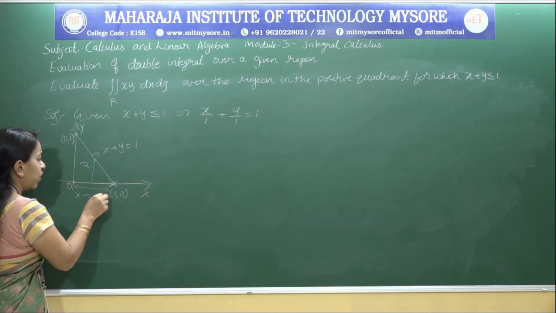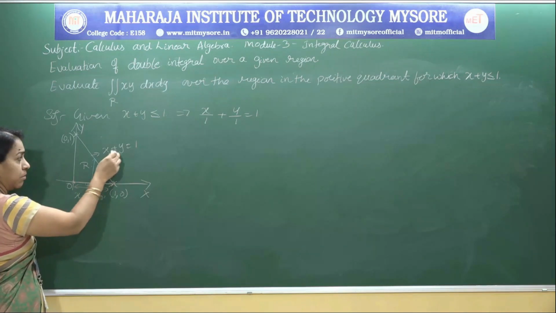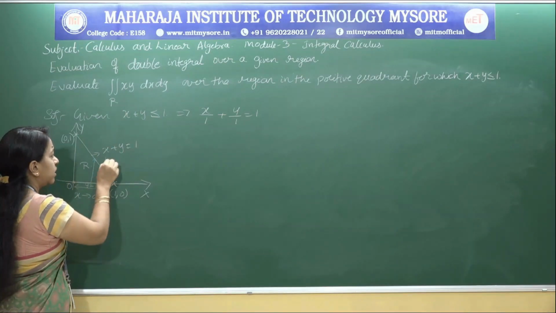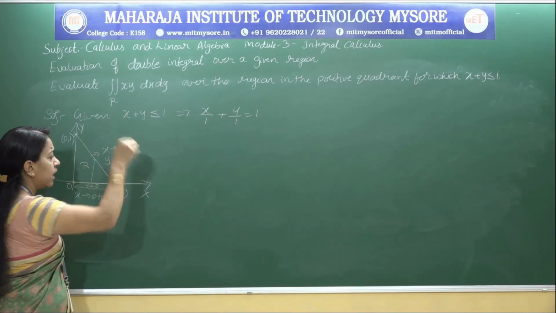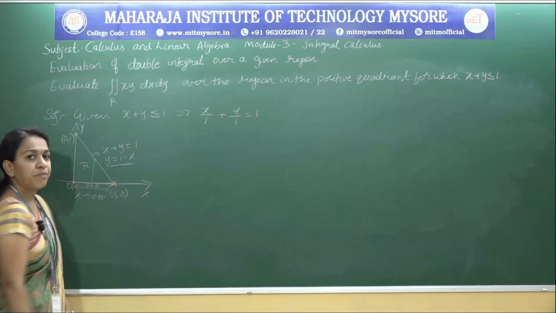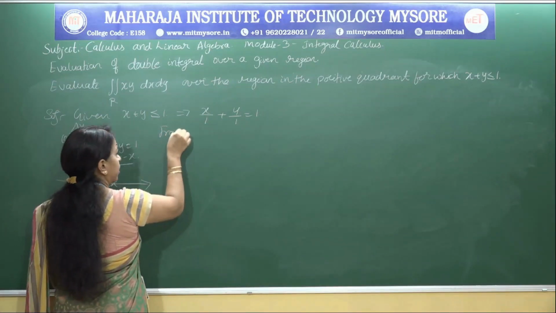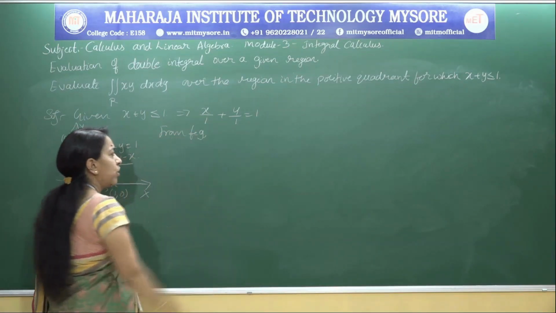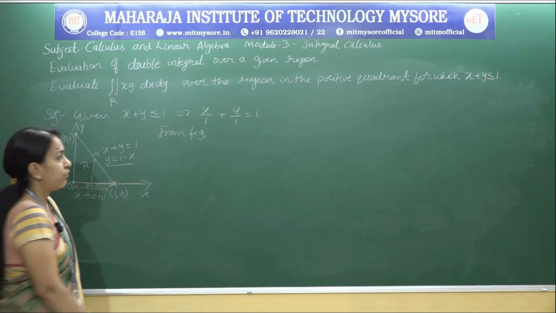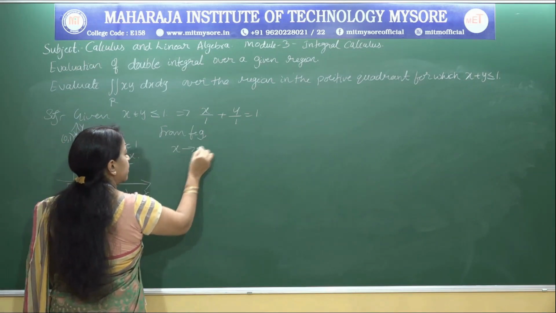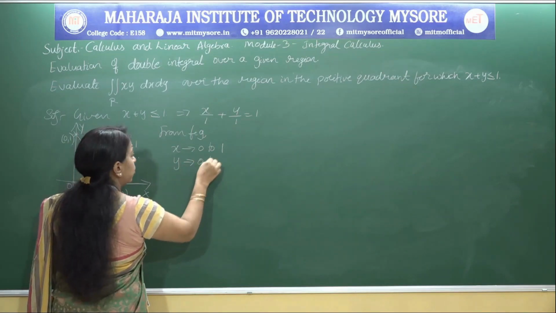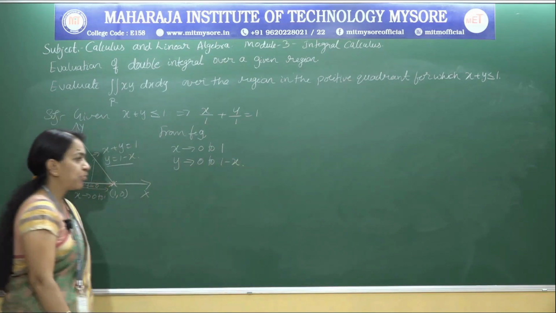x varies from 0 to 1 and here y is 0. For the line, x plus y equal to 1, so I can rewrite this as y equal to 1 minus x. So y varies from 0 to 1 minus x. Once you represent the given curve and the bounded region, we can get the limits of x and y. From the figure, x varies from 0 to 1 and y varies from 0 to 1 minus x.